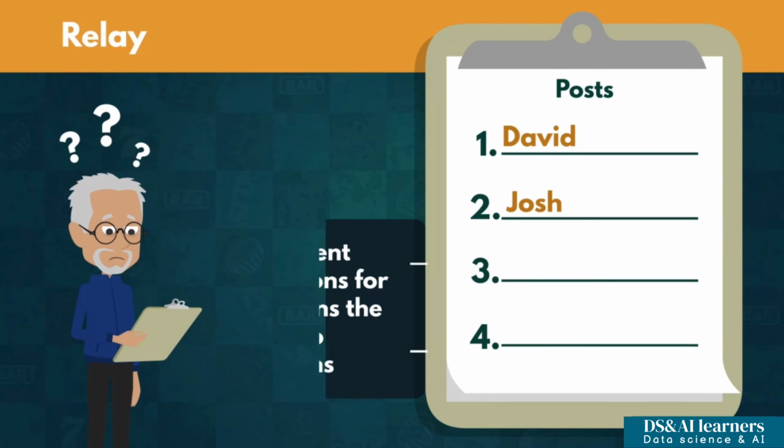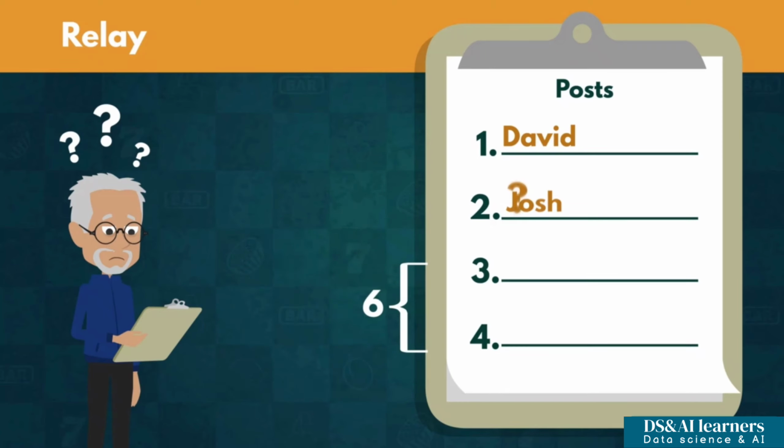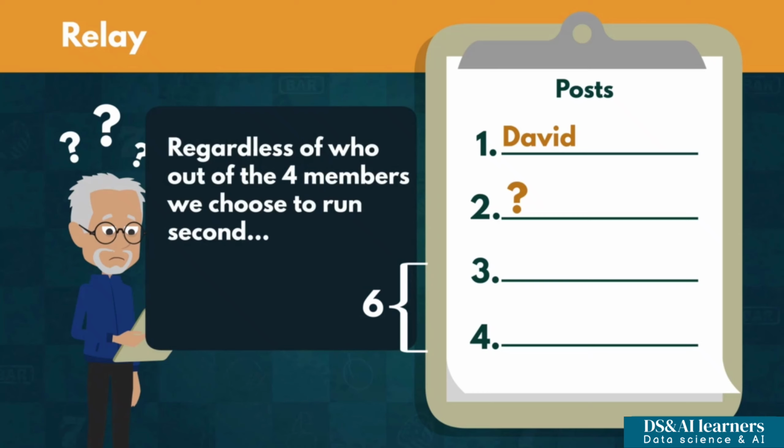This means we can have 6 different variations for who runs the last 2 positions if we have chosen David and Josh to run first and second, respectively. Using a similar logic, if we pick somebody different than Josh to run second, we would still have 6 possible variations for who runs third and fourth. In fact, regardless of who out of the 4 members of the team we chose to run second, we would always have 6 options for who fills out the remaining spots on the team.